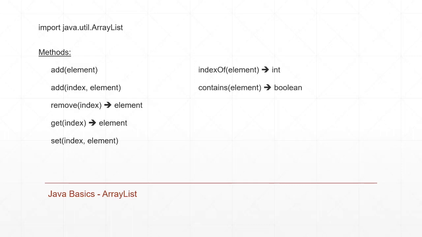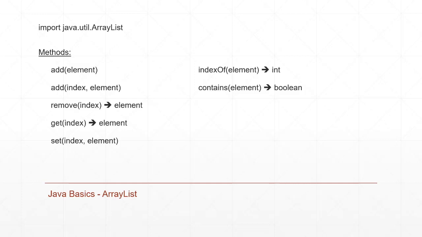For example, these two, index of and contains. What these two will do is they'll search the array list to see if the element that you're passing in exists in there. With the index of method, if the element exists, it'll return the index where it found it. With the contains method, it'll look for where the element exists, and if it finds it, it'll just return true. False if it's not there, true if it is there.